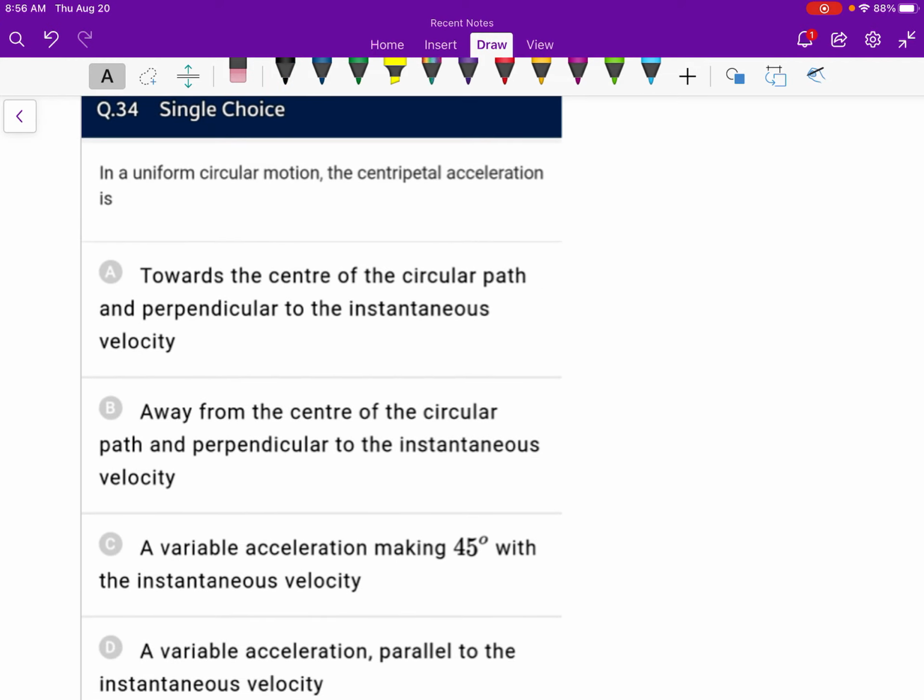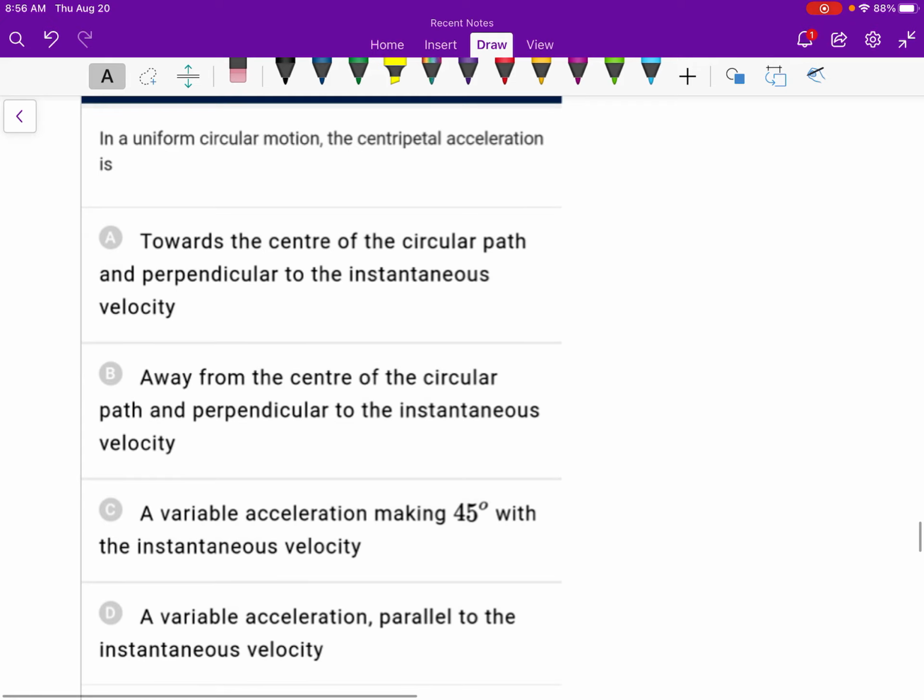In a uniform circular motion, the centripetal acceleration is towards the center and perpendicular to the instantaneous velocity, so A is the correct option.